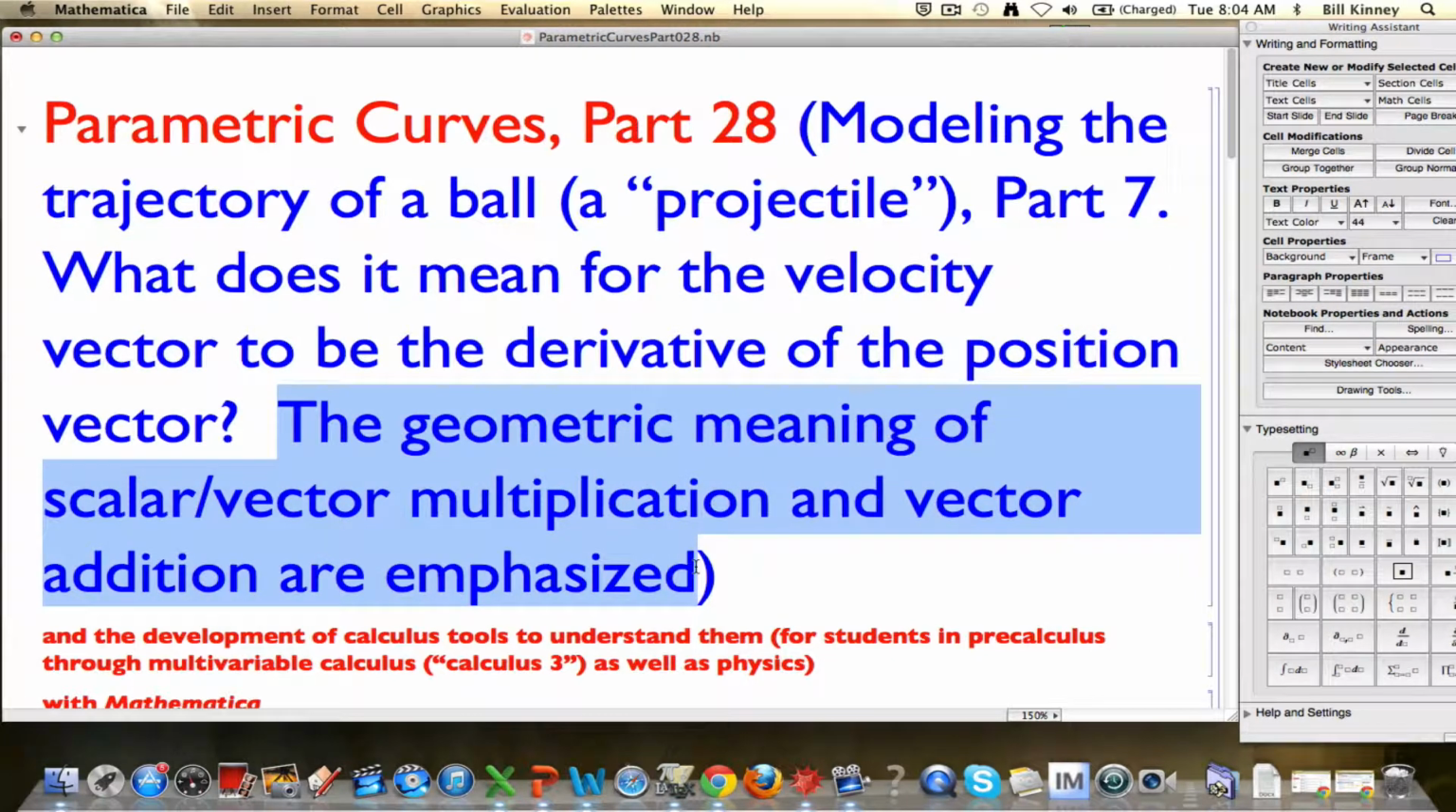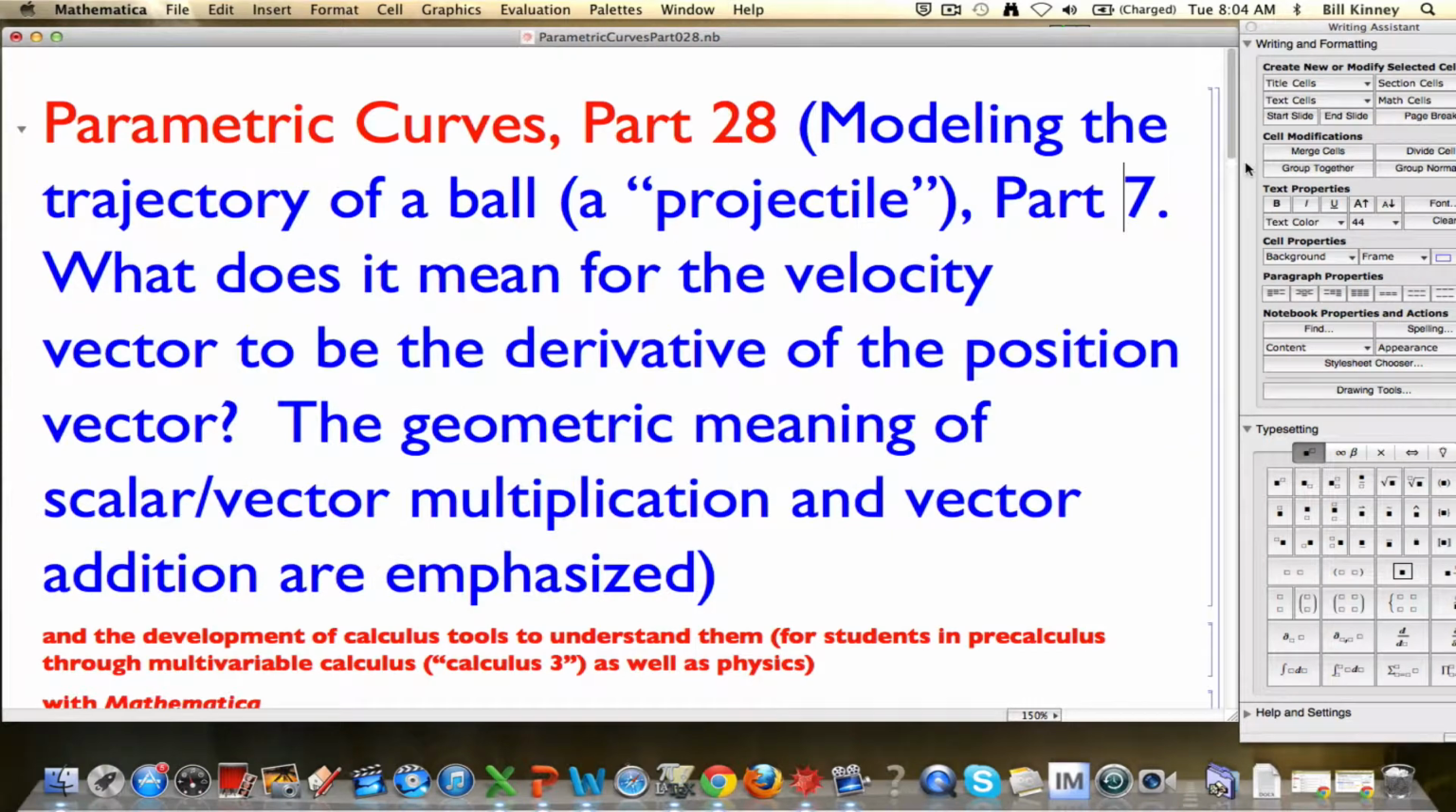In order to do so, we need to think about some things with vectors. First of all, the geometric meaning of scalar/vector multiplication, where you take a number, let's say a positive number, and you multiply it by a vector. If the number is bigger than 1, that makes the vector longer. If it's between 0 and 1, that makes the vector shorter. We also need to emphasize vector addition and what that means geometrically.